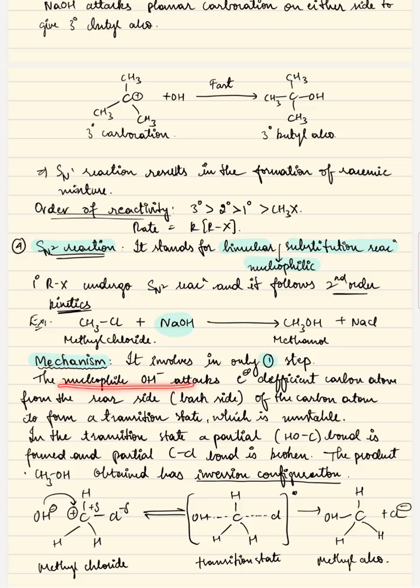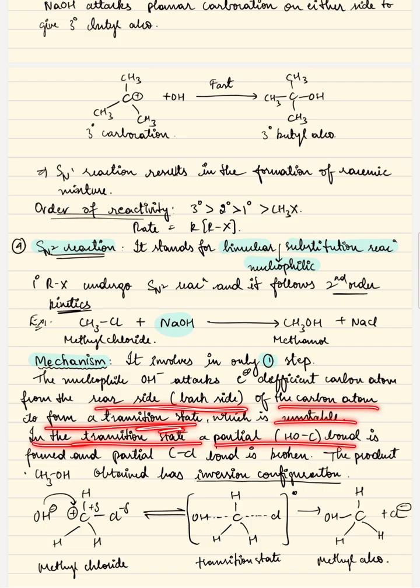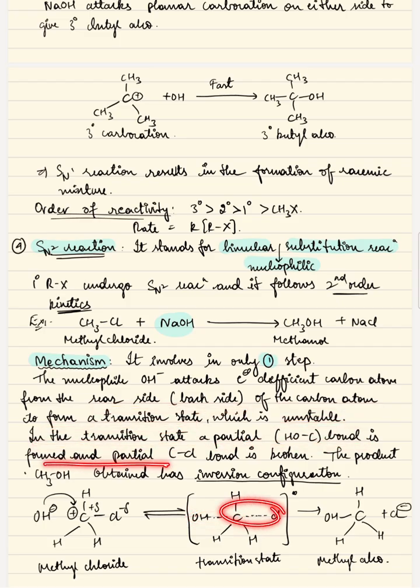The nucleophile OH minus attacks the electron deficient carbon from the rear side or the back side of the carbon atom to form a transition state, which is unstable. In the transition state, a partial C-OH bond is formed and a partial C-Cl bond is broken. The product, CH3OH, that is methanol, obtained has inverted configuration.